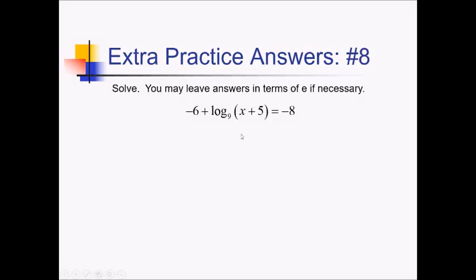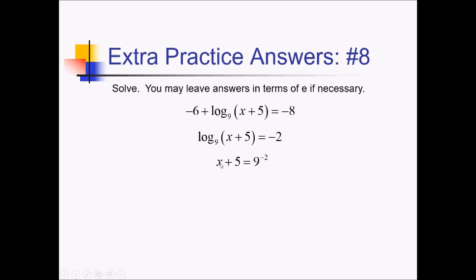On this problem, it would be a good idea to start by adding the 6 over to the other side so that I have just a single log on the left side. So we have log base 9 of x plus 5 equals negative 2. And then to get rid of this log base 9, I'll raise the base 9 to both sides. So 9 to log 9 is going to cancel out, leaving us with just x plus 5 on the left side. On the right side, I'm going to have 9 raised to the power of negative 2.